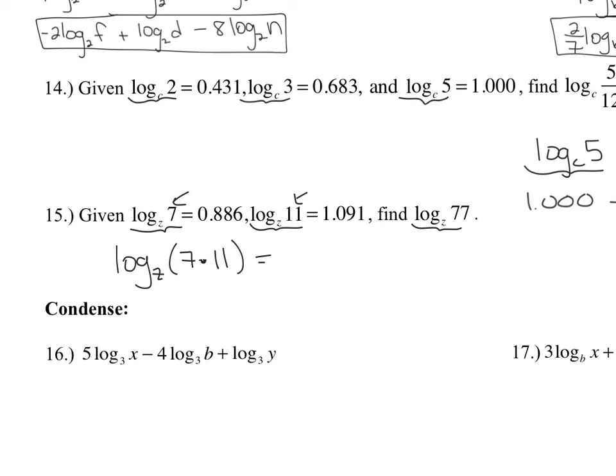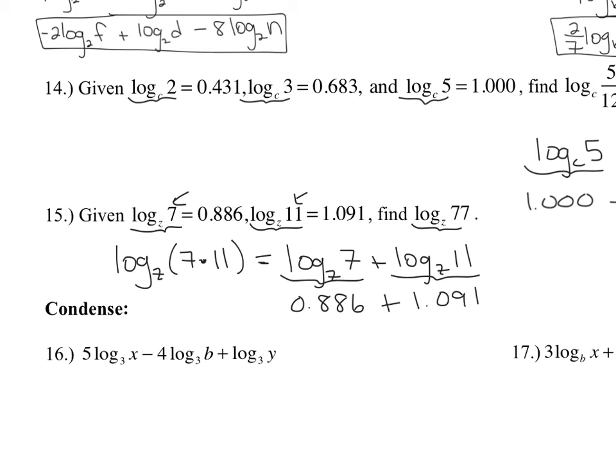And I know that I can use properties of logs. So we'll do log base z of 7, it's your product property, so I'm going to add the log base z of 11. And both of these numbers are given to us in the problem. So log base z of 7 is 0.886, and I'll add on 1.091. And you add those in your calculator. Let me take a minute and add mine, and then make sure you're practicing too. When I added those together, I got 1.977.